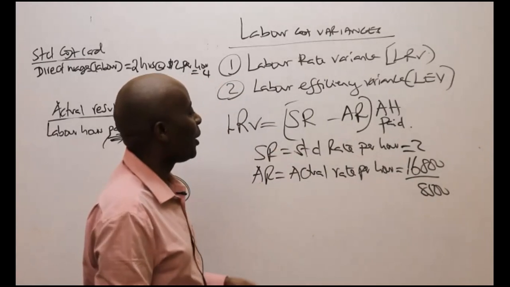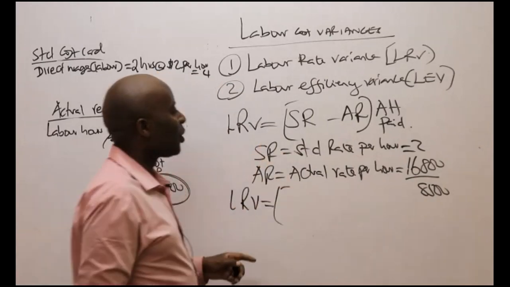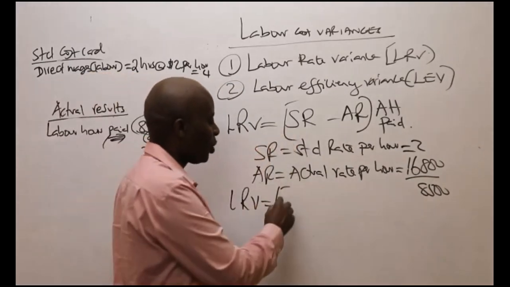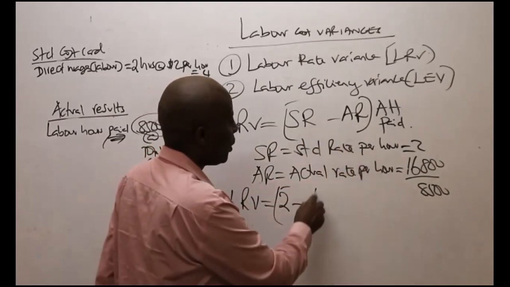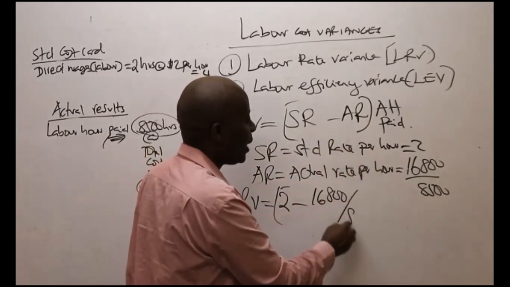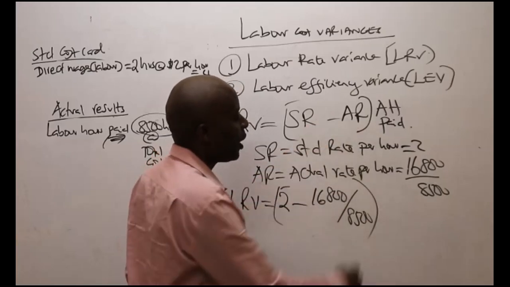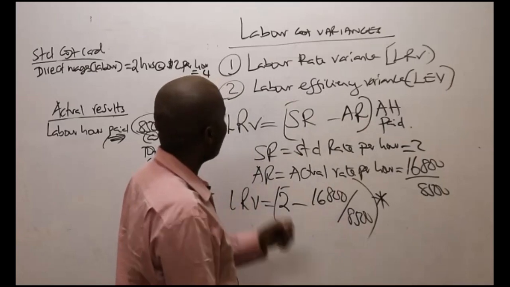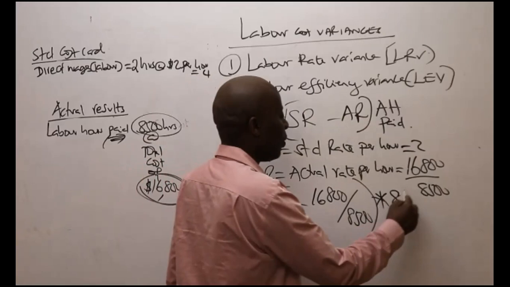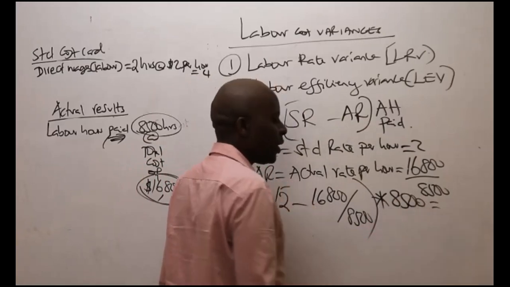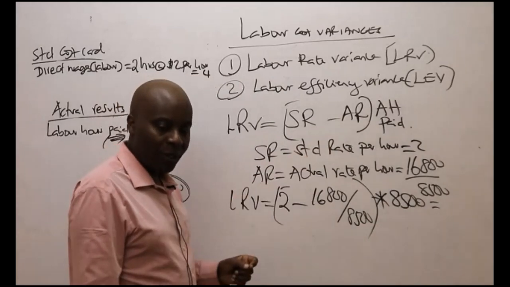So ladies and gentlemen, please come and substitute here and give us the labor rate variance. So the standard rate you have given me, 2, minus the actual rate you've given me, 16,800 divided by 8,500. And then we have AHP standing for actual hours. Actual hours here were how many? The actual hours were 8,500. The actual hours that were paid were 8,500.